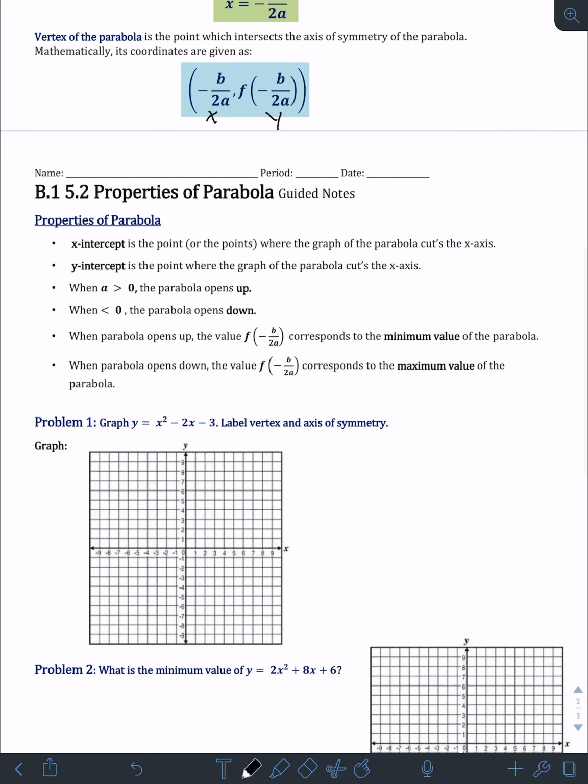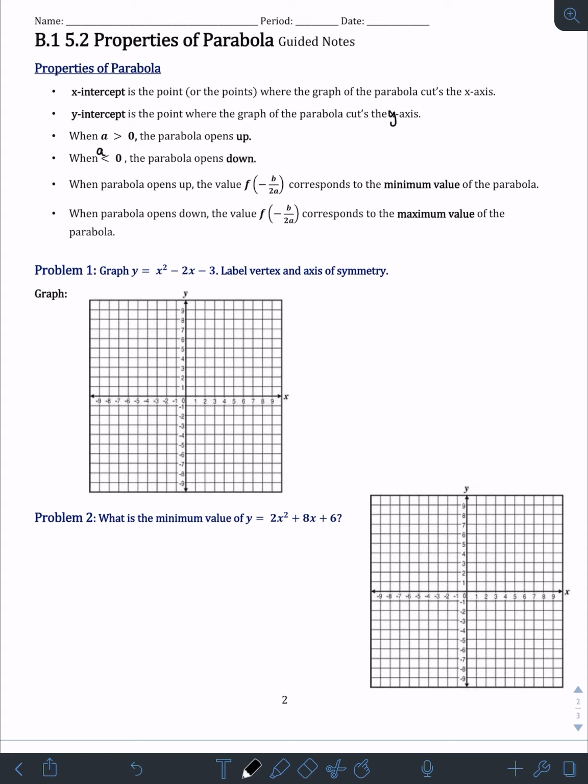Some properties of a parabola. The x-intercept is the point or points where the graph of the parabola cuts or crosses the x-axis. The y-intercept is the point where the graph of the parabola crosses or cuts the y-axis. When a is positive, it opens up, and when a is negative, it opens down. So if the parabola opens up, the y-coordinate of your vertex is the minimum value, and if it opens down, that same y-coordinate will be the maximum. So let's do some examples.